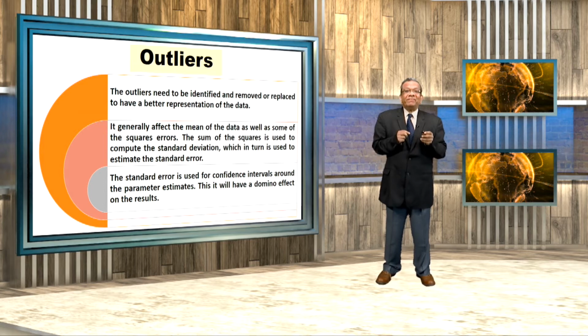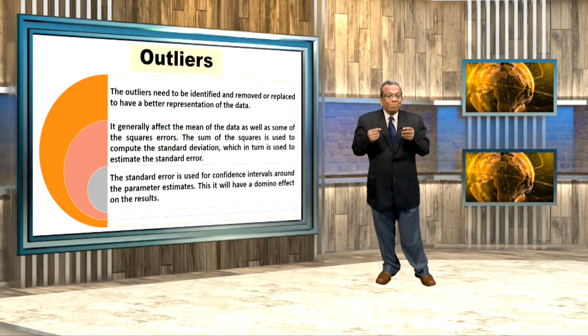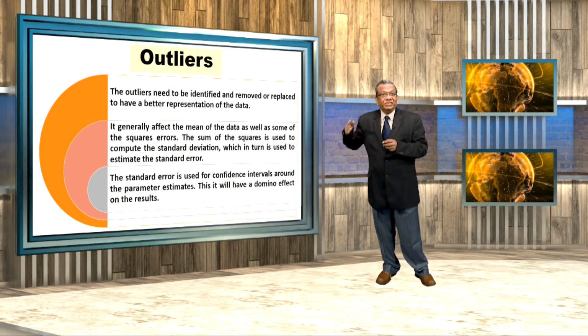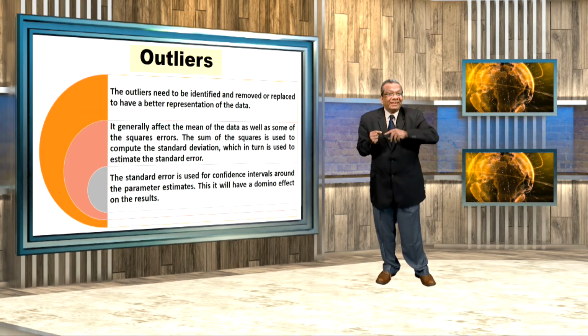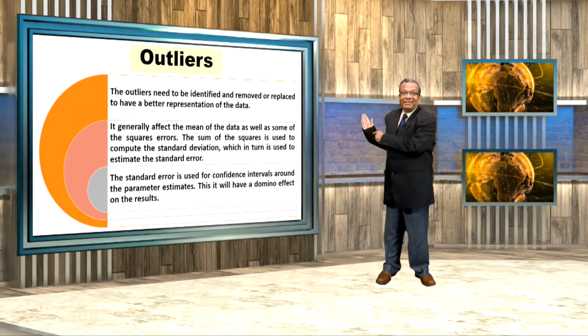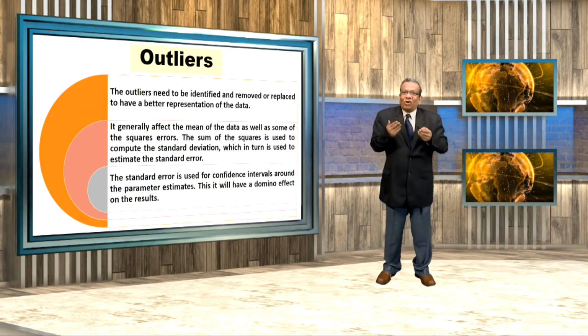It generally affects the mean of the data as well as the sum of squares error. The sum of squares is used to compute the standard deviation, which in turn is used to estimate the standard error. Now you can see the impact of outliers on the sum of squares, and in turn the standard deviation, and in turn the estimation of standard error. The standard error is used for confidence intervals around the parameter estimates. This will have a domino effect on the results.